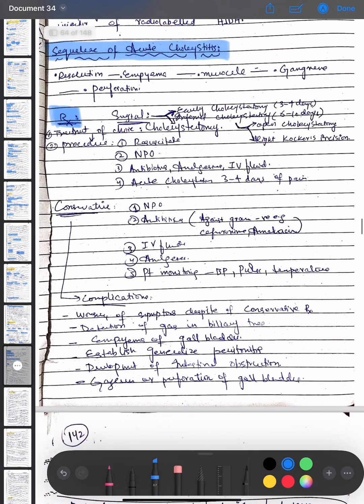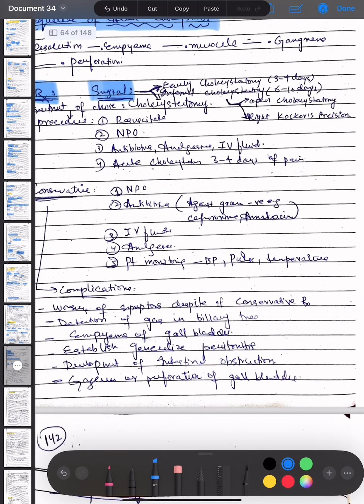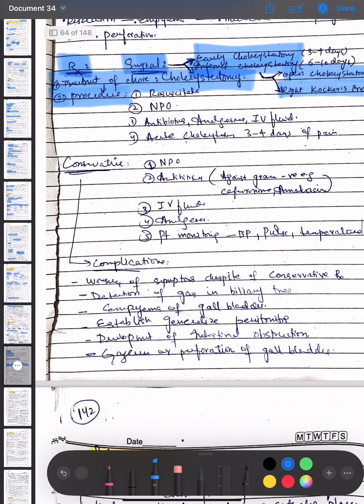These are surgical. In the surgical, we will do early cholecystectomy for 3 to 4 days and interval cholecystectomy for 6 to 10 days. Then in interval cholecystectomy, we have open cholecystectomy and the right Kocher incision. Now the treatment of choice is cholecystectomy. What is the procedure? The procedure, first of all, resuscitate the patient, then nil per oral, antibiotics, analgesics, and intravenous fluids are given.